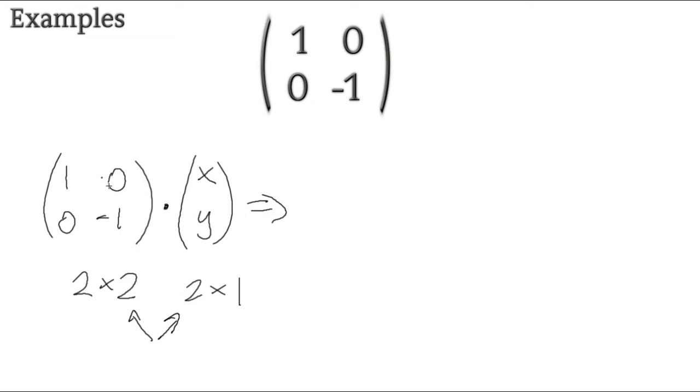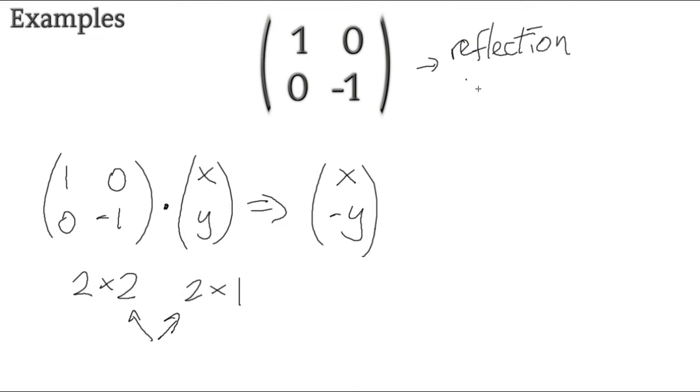If we do a multiplication, then we get 1 times x plus 0 times y give us just x. 0 times x plus minus 1 times y give us minus y. So in this case, we have somehow transformed x, y into x, minus y. This corresponds to a reflection along the x-axis. So this is one of the reflections.